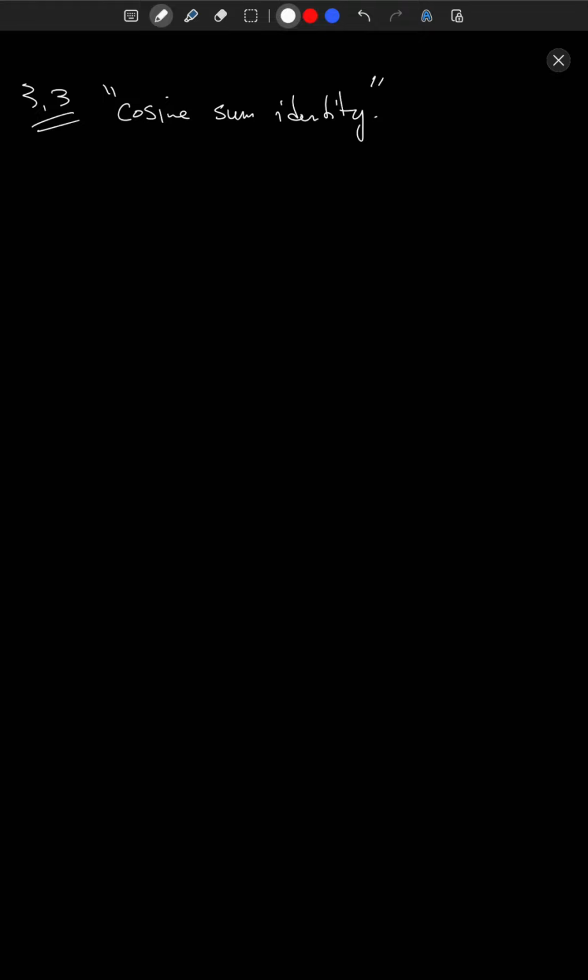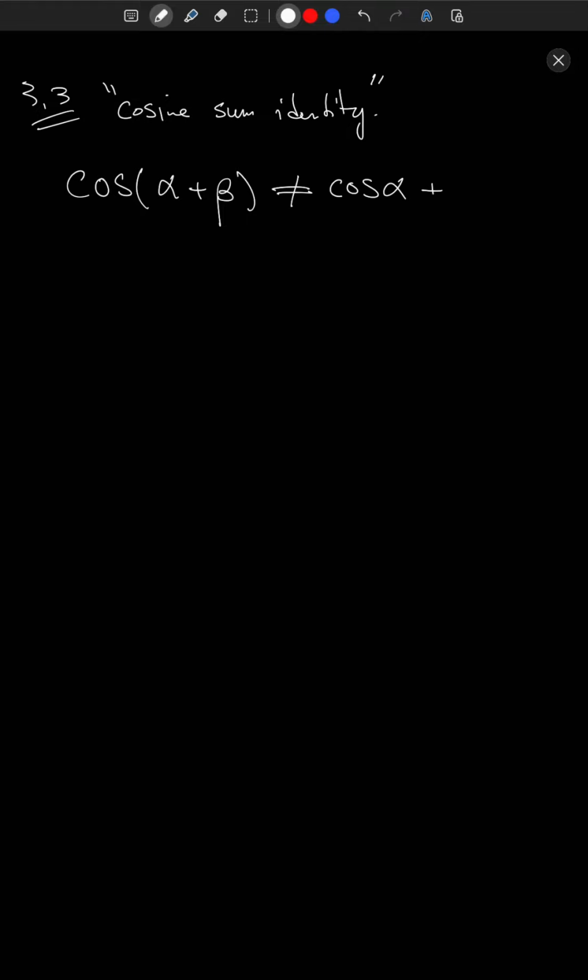So the first thing I want to emphasize is if we have cosine of something plus something else, alpha plus beta, so those are going to be the quantities we're going to be working with today. The first fact that I've tried to emphasize quite a bit in the past is that this is not equal to cosine alpha plus cosine beta. All right, and again, I've tried to emphasize this quite a bit.